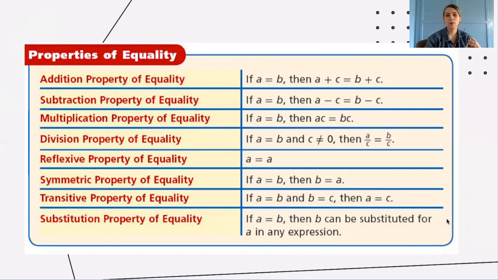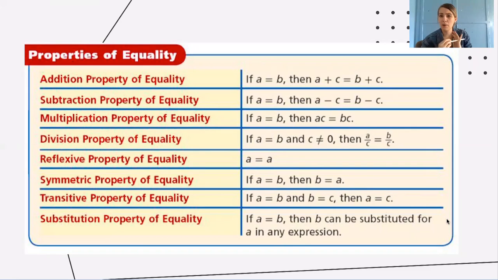The next four properties are ones that come up, but we will not use specifically in the proofs today. But the reflexive property says that something is equal to itself, A equals A. I like to think of a mirror. The mirror reflects back that same image to you. The symmetric property of equality says that you can switch the order of the equal sign and it's still the same. So A equals B is the same thing as B equals A.